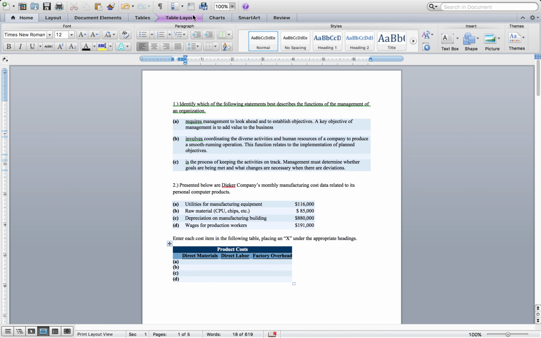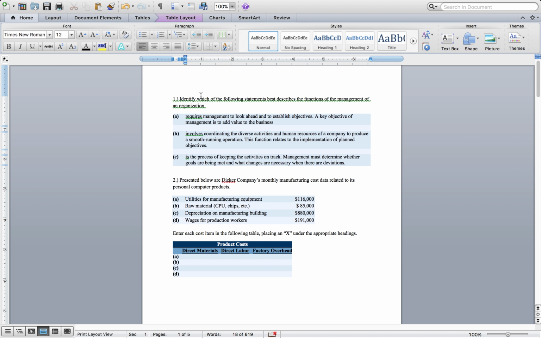Okay, we discuss managerial accounting. The first one, number one, says identify which of the following statements best describes the functions of the management of an organization. First it says requires management to look ahead, establish objectives. The key objective of management is to add value to the business. Well, again, that's going to be the planning phase.